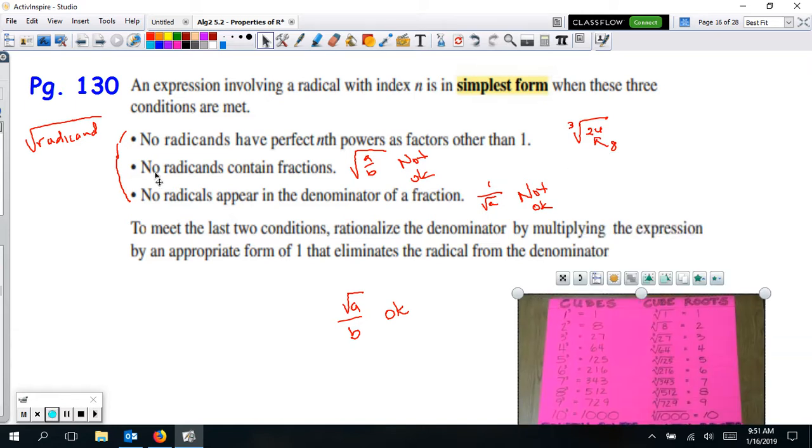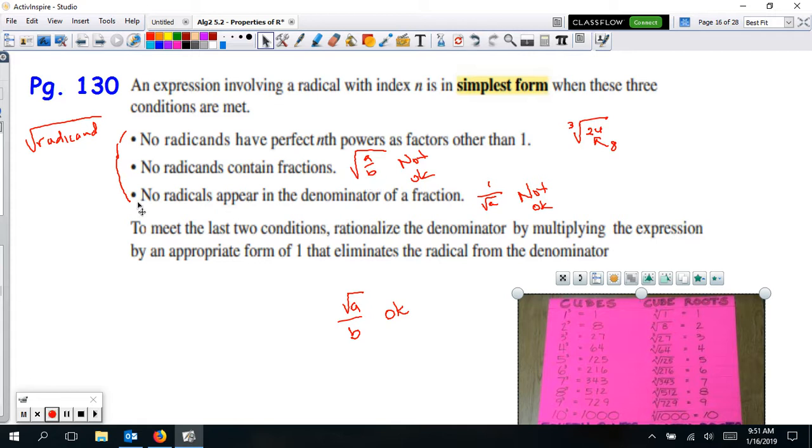The next bullet point: no radicands can contain fractions. So it's like this situation. You have a radical and then you have a fraction under the radical. That is not okay. You cannot have a fraction under the radical, mainly because the denominator cannot be under the radical.